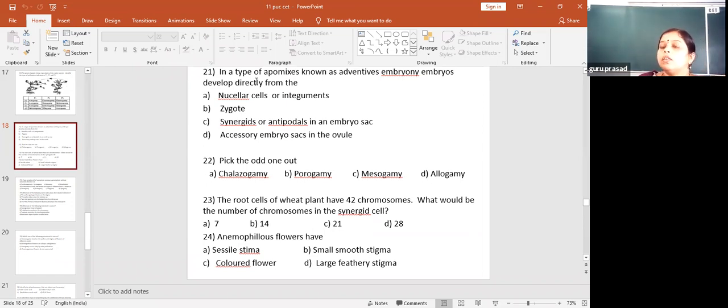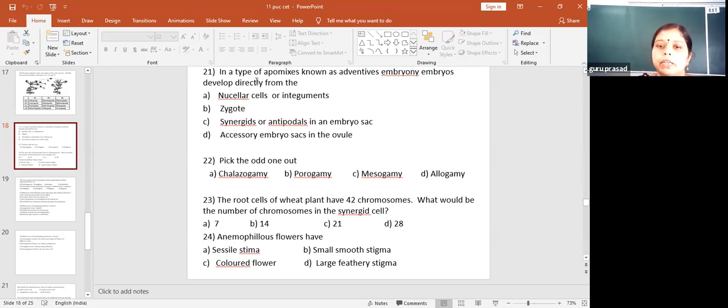Fertilization through the transfer of male gametes from one flower to the stigma of another flower. Xenogamy is nothing but allogamy. They have given it in a confusing way. But if we know the definitions clearly, what is chalazogamy, porogamy, mesogamy, allogamy, then we can easily pick the odd one out. Clear, students? Okay, shall we go for the next one?